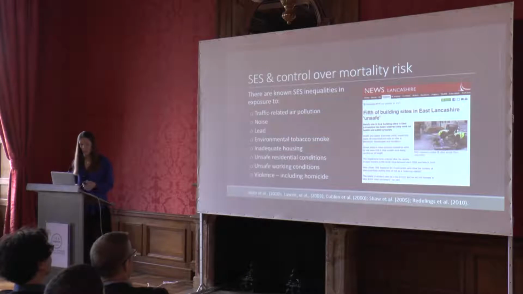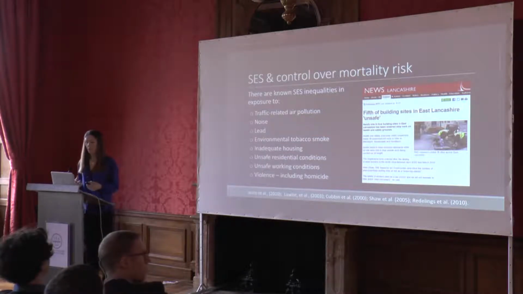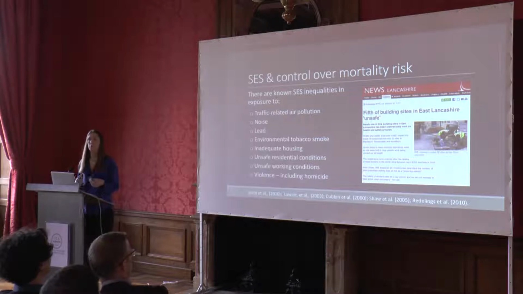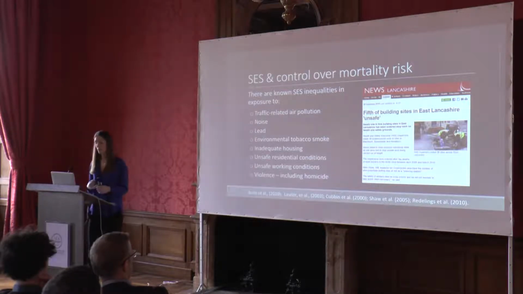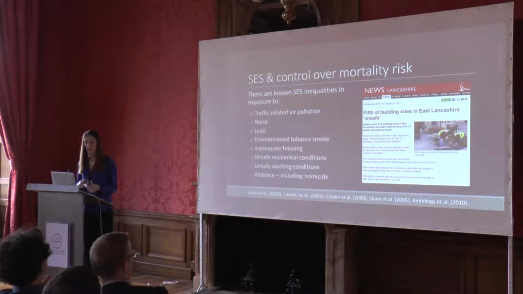And I'd like to point out before I move on to explain the evolutionary models about mortality risk that there are known socioeconomic gradients in exposure to things beyond individual control that can increase your mortality risk. And here's a list that is not by any means a complete list, but just some good examples. So we know that people in lower SES neighbourhoods are more exposed to environmental smoke, tobacco smoke and air pollution. They're more exposed to lead in water and from other building sources. They're also more likely to live in unsafe working and housing conditions.